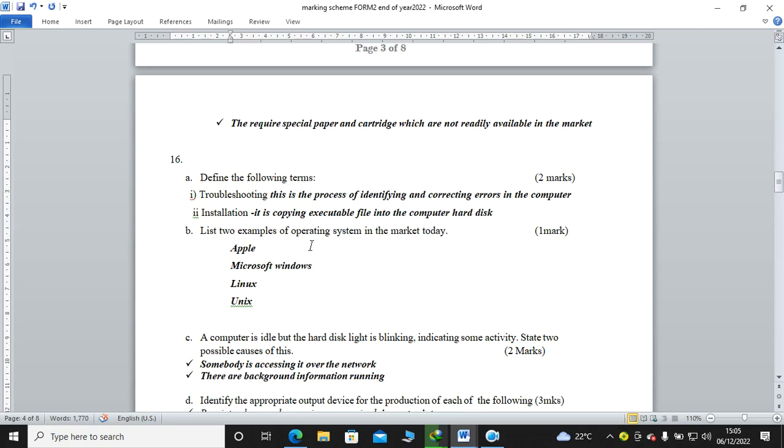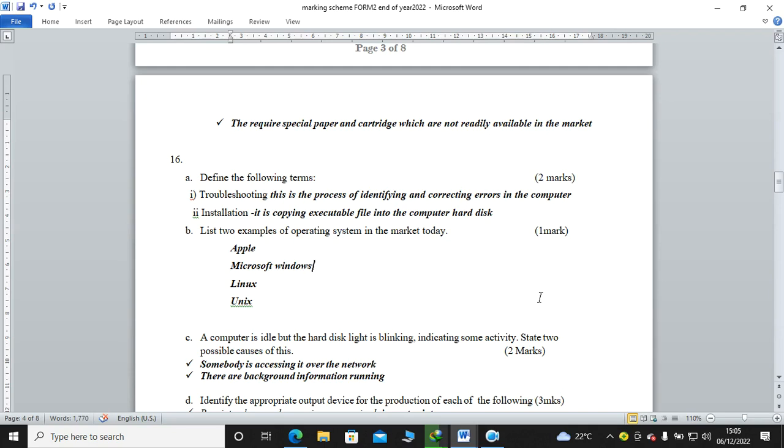Then list 2 examples of operating systems in the market today. You can talk of Microsoft Windows, Linux, Unix, and Apple. These are operating systems that can be used in computers.